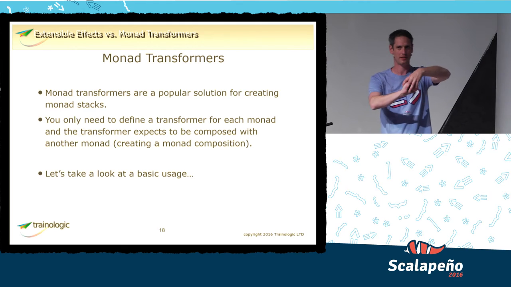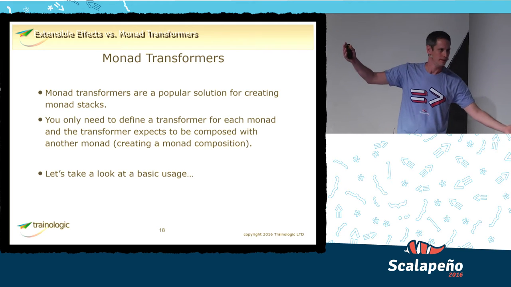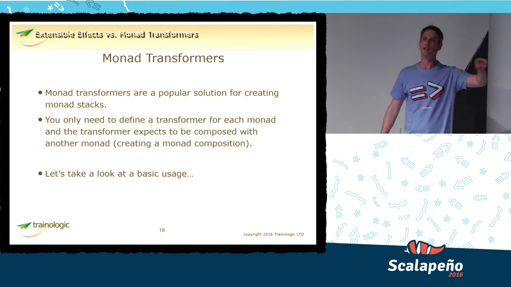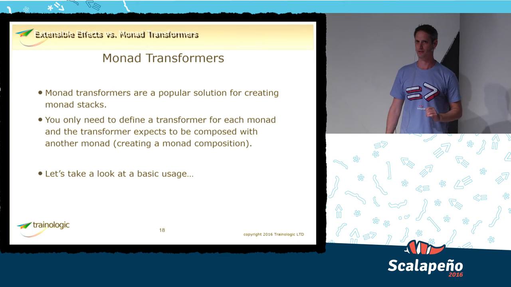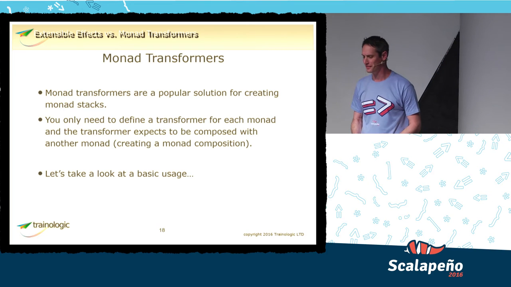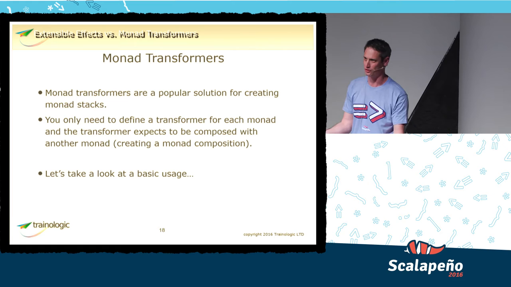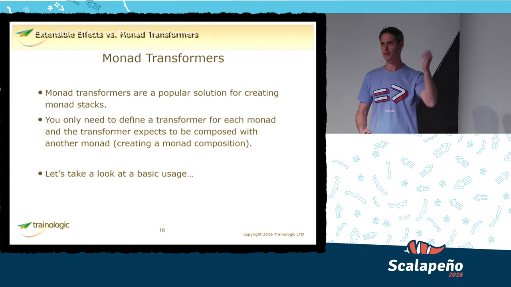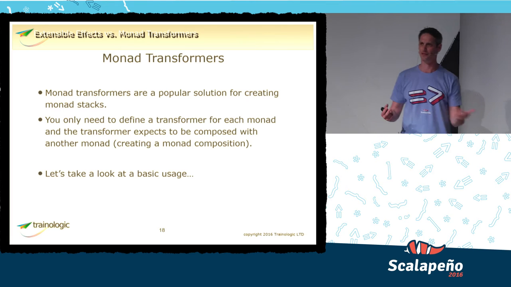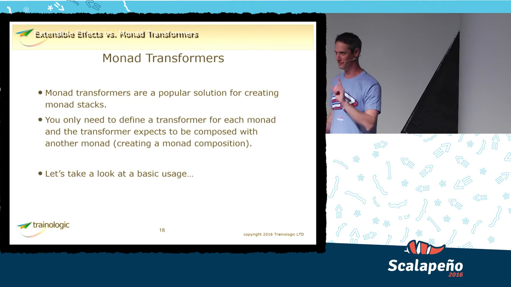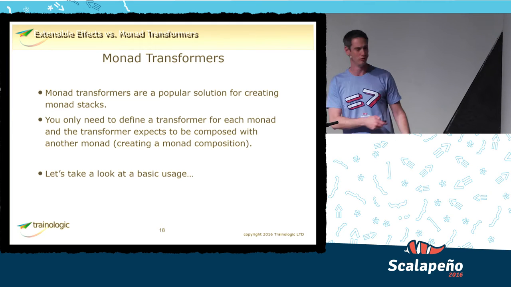Okay, so instead of Cartesian products of monads, I get a linear number of transformers, which is worse than a composition of functors, where we have a single implementation for compose. Here we have n compositions, n transformers that I need to write. Let's take a look at the basic usage, the nice usage. After that, we will see the horror.